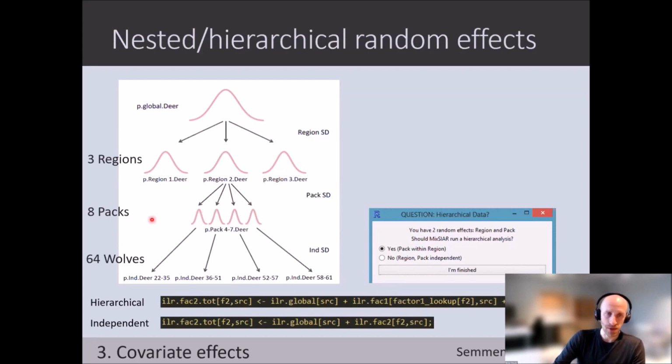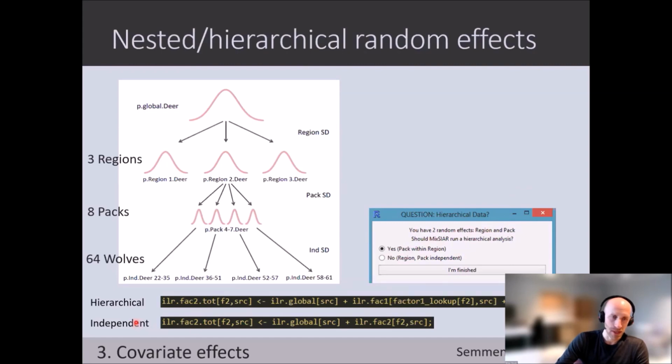And then they also knew that the wolves were in different packs. And so the pack was nested within region. So the estimate of the diet of wolves in different packs, say packs 4 to 7, were in region 2. So you took the overall deer proportion estimate, and there's an offset for region, and then there's an offset for pack. And then the individual diet estimates were deviations from the pack mean.